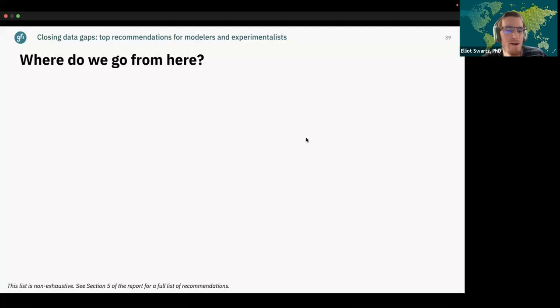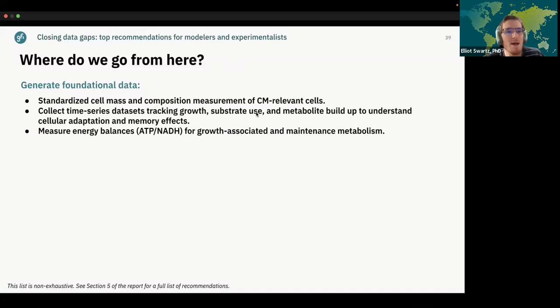So where do we go from here? Well, we have pages and pages in the report of recommendations for modelers and experimentalists. But essentially it amounts to, if you're an experimentalist working in the lab, you can start to generate some of the foundational data and hopefully use this modeling framework to understand why it is you're generating this data and taking measurements of certain components.